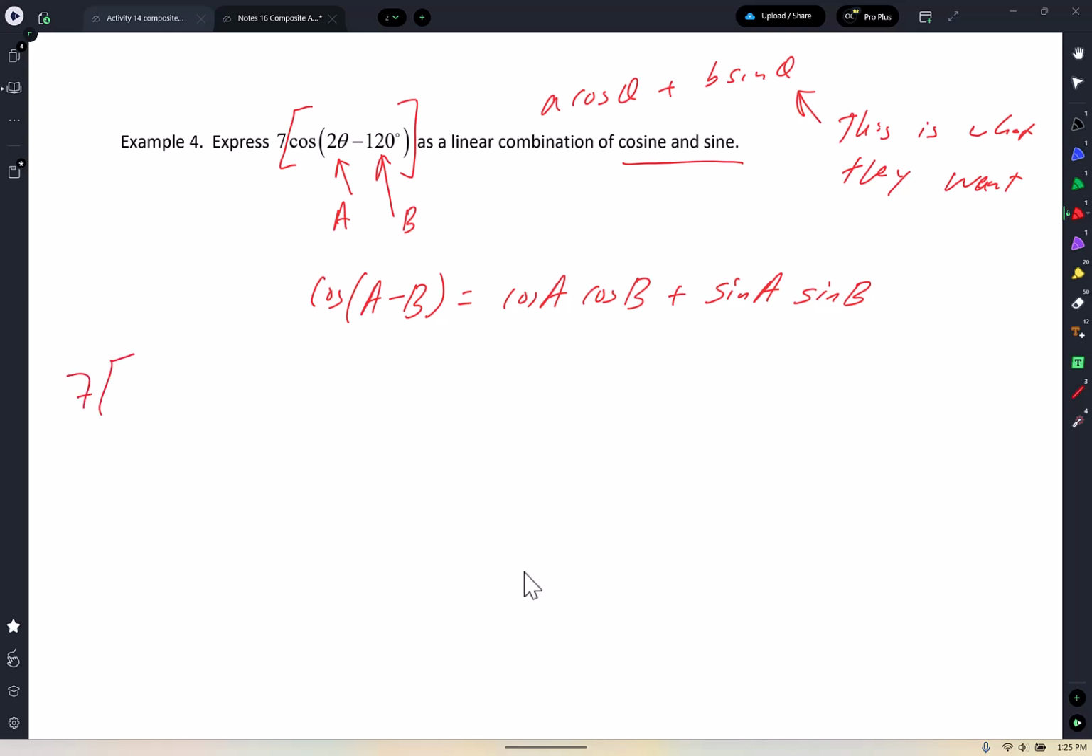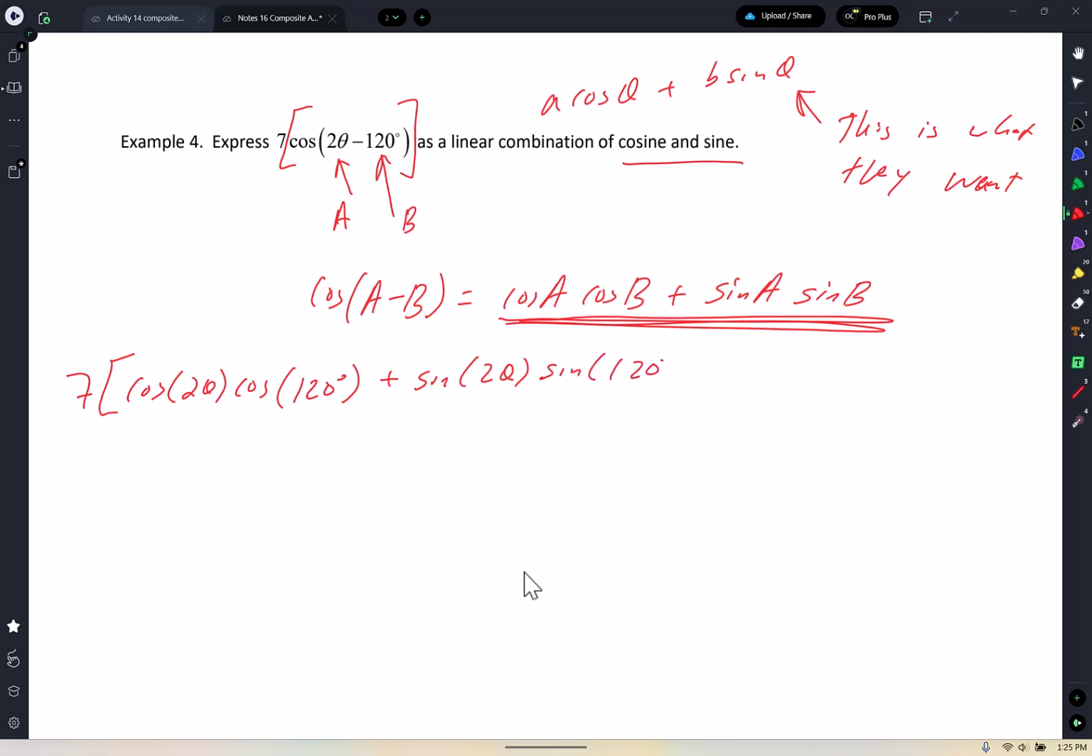I'm going to go 7, bracket, and I'm just doing this on the right-hand side, guys. So the A is 2 theta and the B is 120. So I'm going to write cosine of 2 theta, cosine of 120, plus sine of 2 theta, sine of 120. Try and go in this order, though. A, B, A, B. Cosine, cosine, sine, sine. Cosine A, cosine B, plus sine A, sine B.